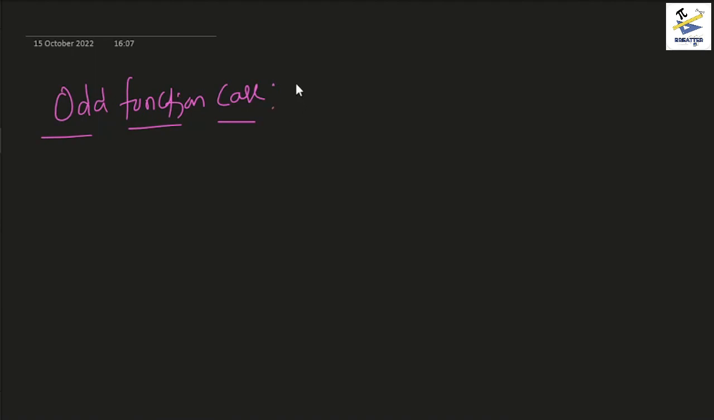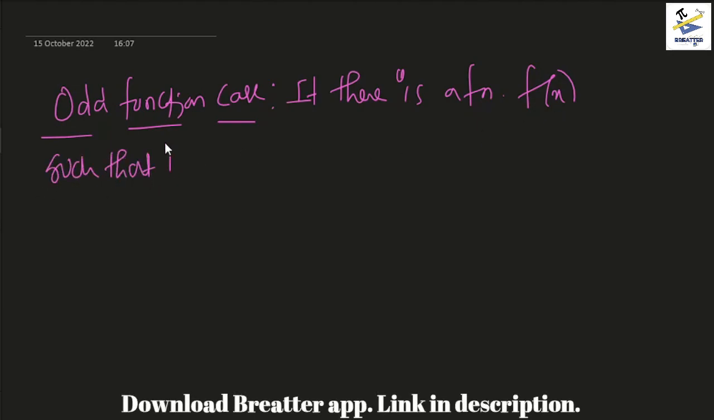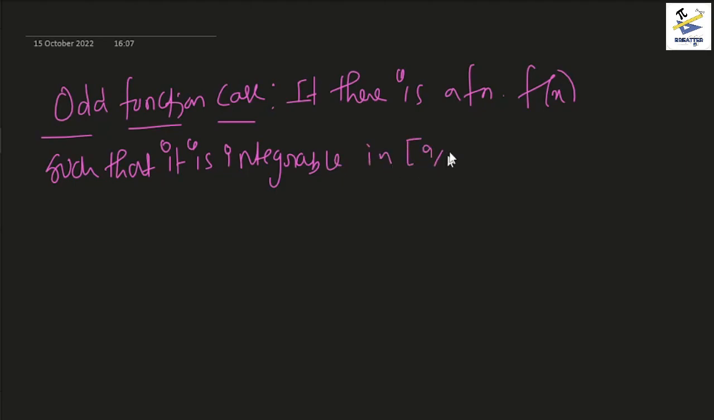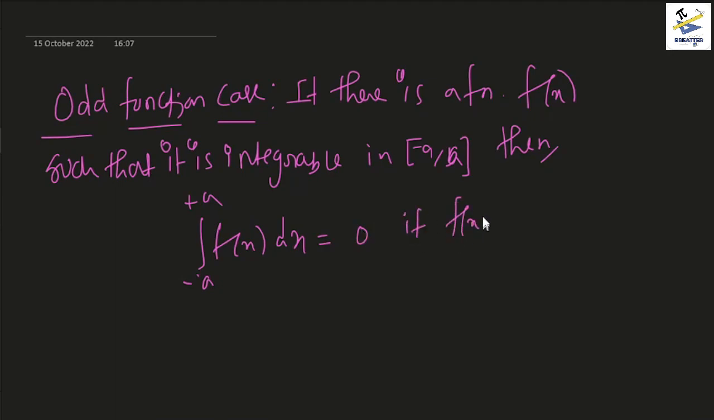So what it meant was, if there is a function f of x such that it is integrable in a comma b, then, actually it is integrable in minus a to plus a, let's say, f x dx is 0 if f of x is odd, right? And we also proved the case where it is 2 times 0 to a of f x dx if f of x is even, right?